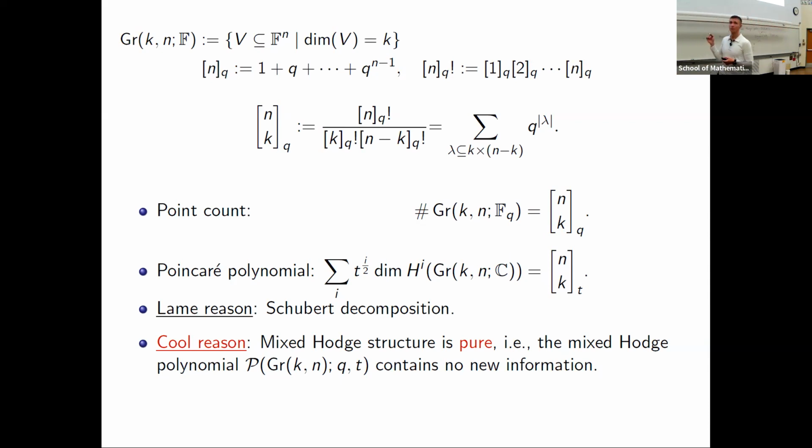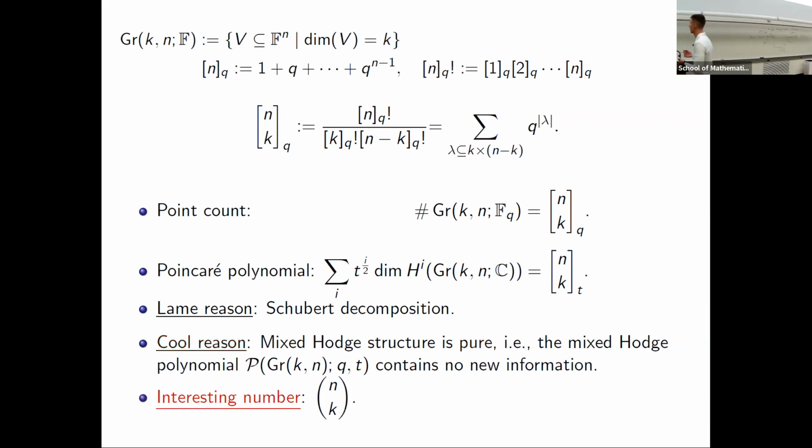Okay. Any other questions? All right. So the cool reason, I guess, is that this mixed Hodge polynomial has no new information. So the thing you get at the top is still just the q binomial coefficient, and therefore, in particular, none of these polynomials involve fractional powers of q and t, and therefore you get an interesting number, which in this case is just the binomial coefficient. Which, of course, is an interesting number, but you know which number is more interesting than binomial coefficients?